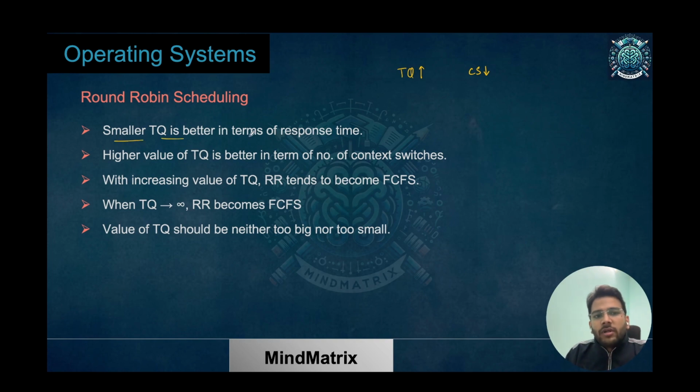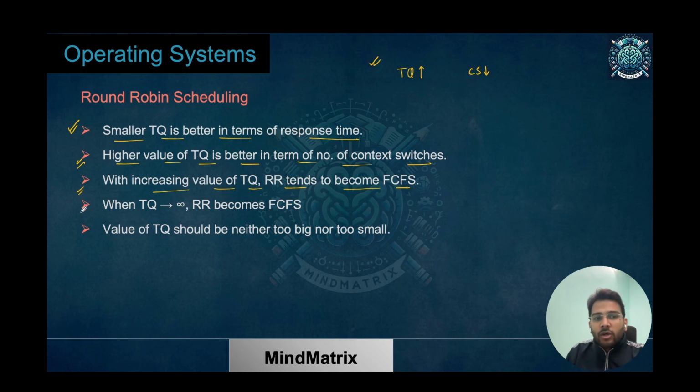Now, a smaller time quantum is better in terms of response time, and I have already explained that in the previous slide. If you have a smaller time quantum, response time will reduce. A higher value of time quantum is better in terms of number of context switches. As I explained here, if the time quantum is higher, the number of context switches will be less. Then, with increasing value of time quantum, round robin scheduling tends to become FCFS. This is also true. If you are increasing the time quantum, giving more time to a process to execute, then it is going to behave like FCFS.